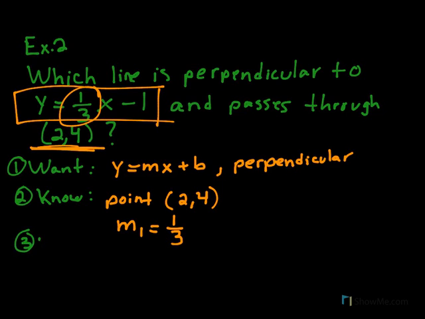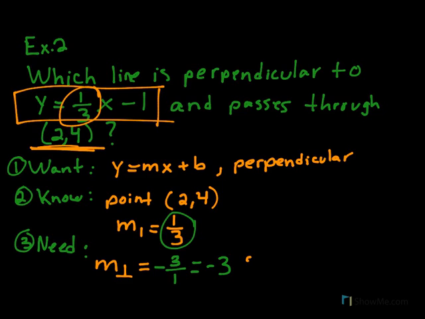So number 3, what do you need? You need to put what you want and what you know together. You want an equation of a line that is perpendicular. If it's perpendicular, what do you know about the slope? What is the slope that is perpendicular to 1/3? Well, m1 is 1/3, and if it's perpendicular, the slope is the opposite reciprocal. So this is going to be -3 over 1, which really simplifies into -3.